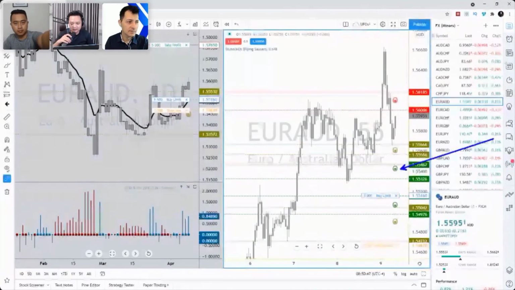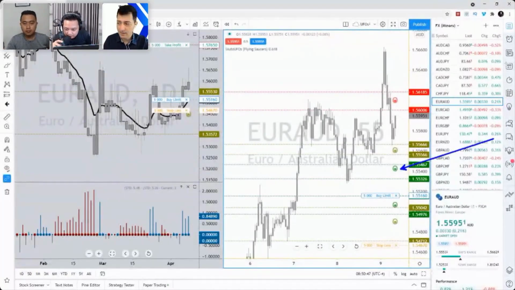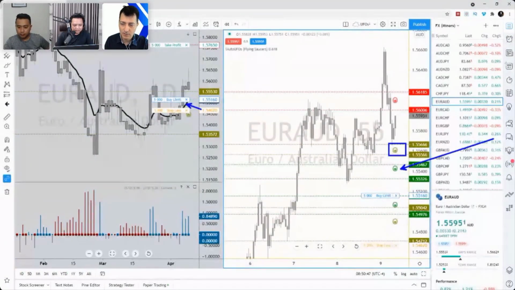On the other hand, let's say you were to trade the other UFO, which is olive green, which is less strong, but let's say that UFO was coinciding with the EMA, for example.